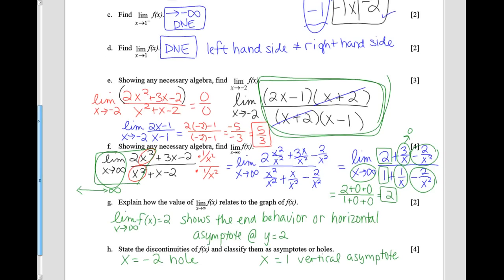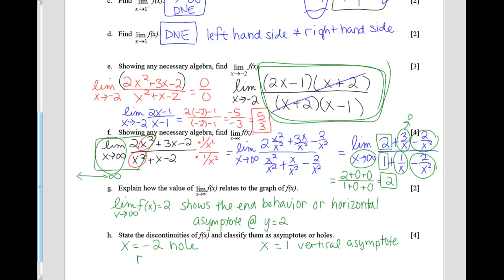This question also didn't ask this part, but we could classify this as being removable because it could reduce out, and this would be a non-removable discontinuity because it does not reduce out.